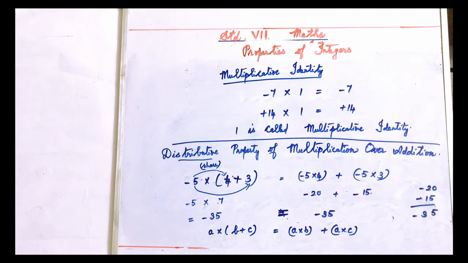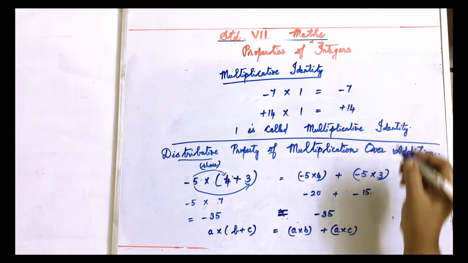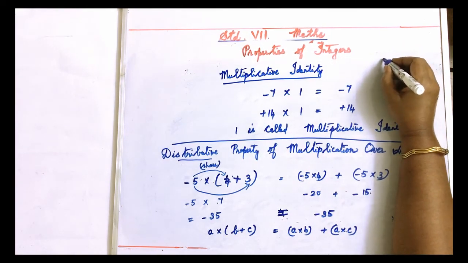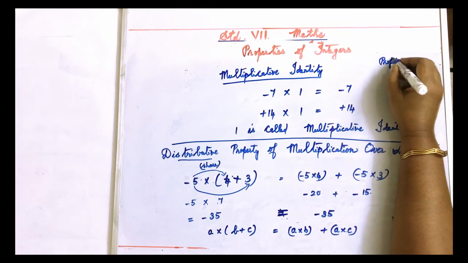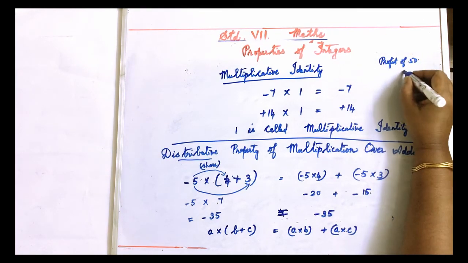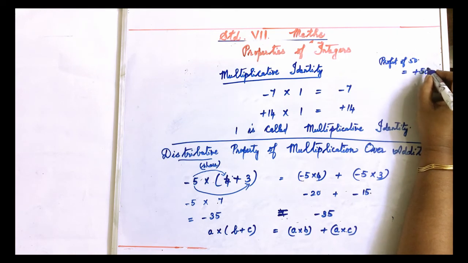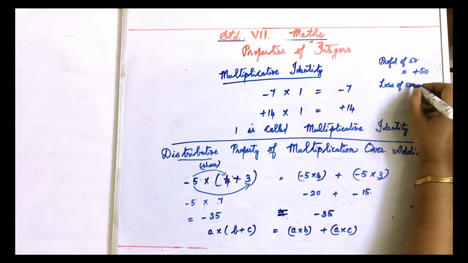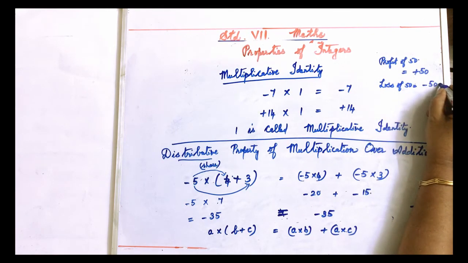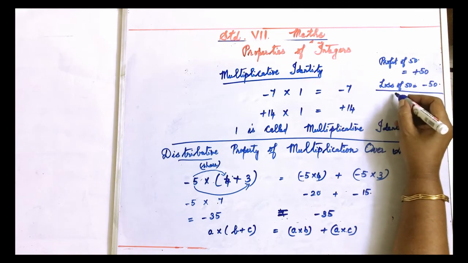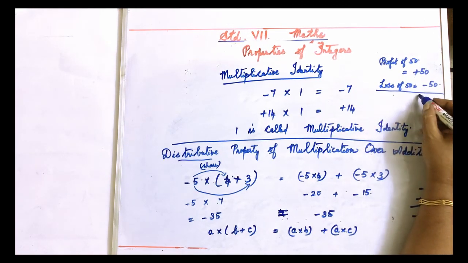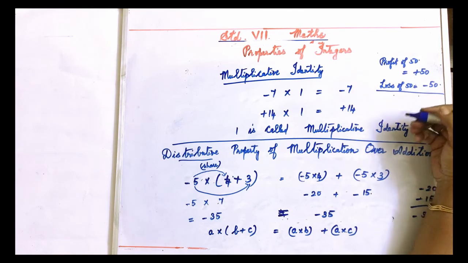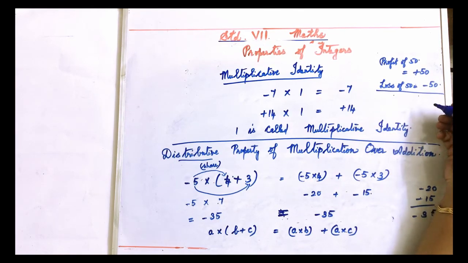In our daily life, where do we use integers? If you want to write a profit of 50 rupees, how will you write this? Plus 50, a positive integer. If you are saying a loss of rupees 50, we will write it as minus 50. In the same way, if you go to a bank, we will deposit some amount. So a deposit is represented as a positive integer. Withdraw means taking the amount, so that should be represented as a negative integer.